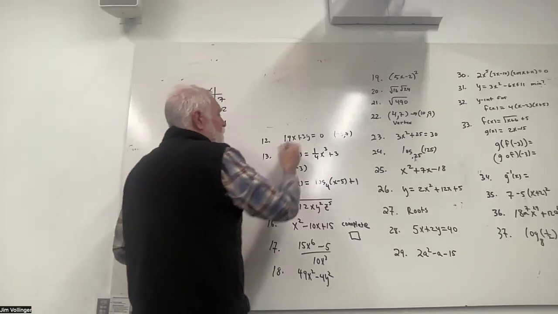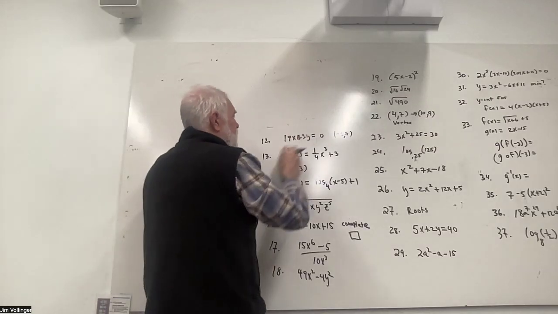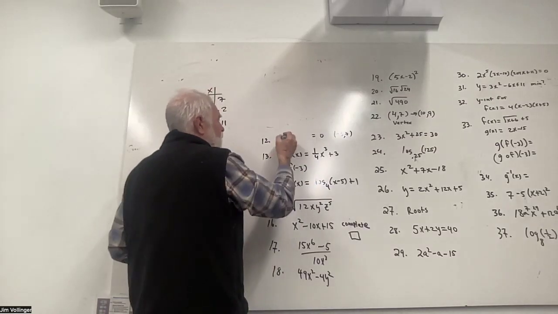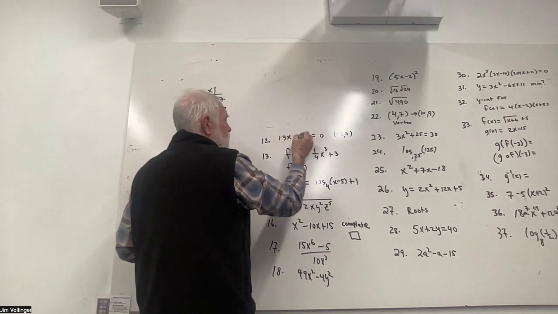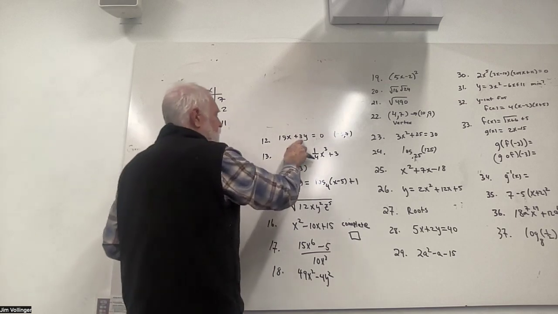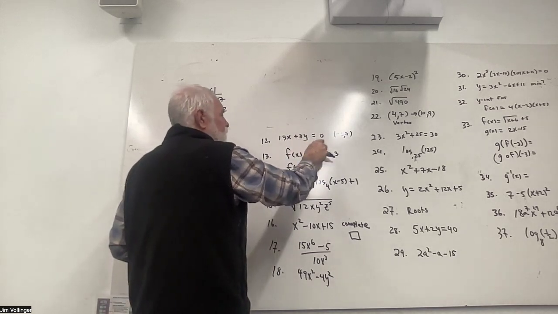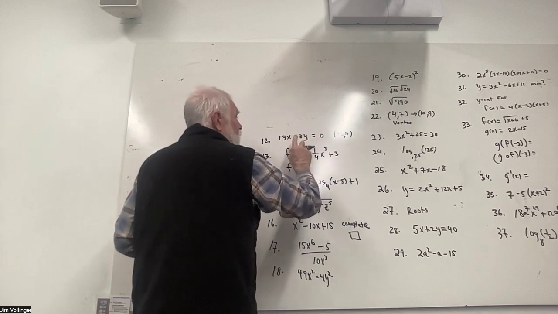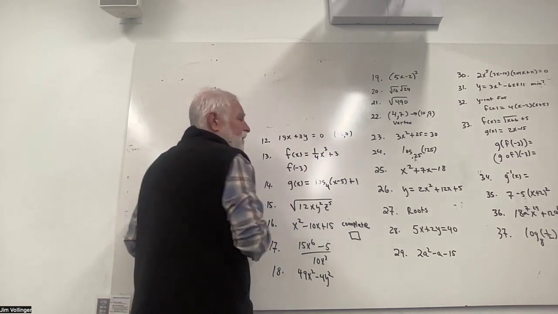All right, perpendicular. 19x plus 3y. I've got to be careful with my eraser here. So that's 19x. I always have trouble drawing a 3. Imagine that. 19x plus 3y equals 0. I want the perpendicular to this through negative 3/7.